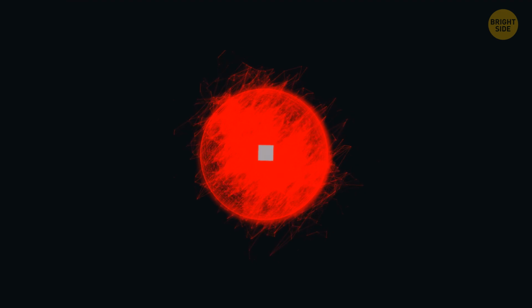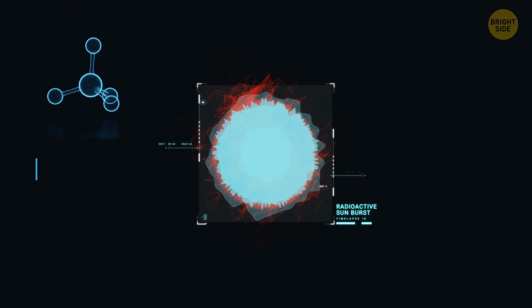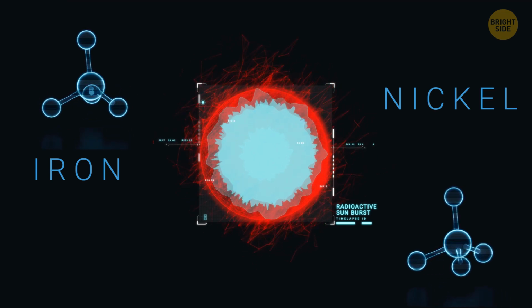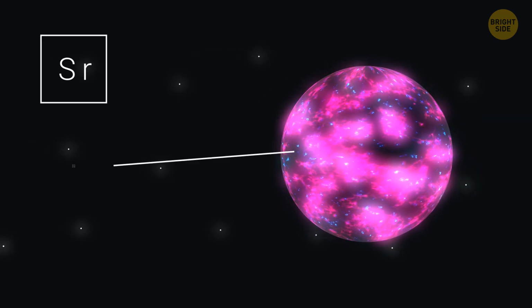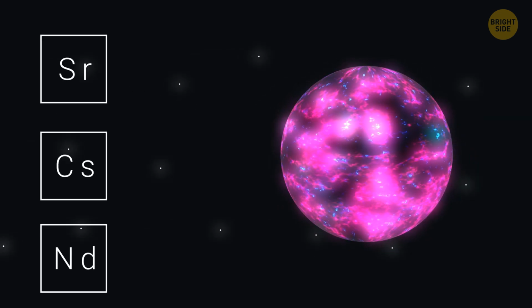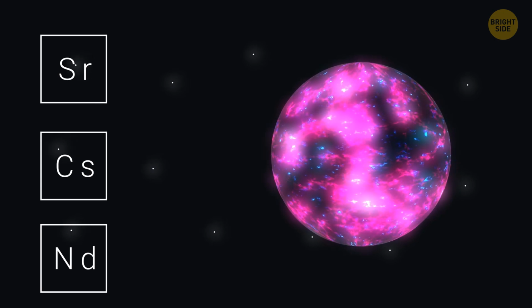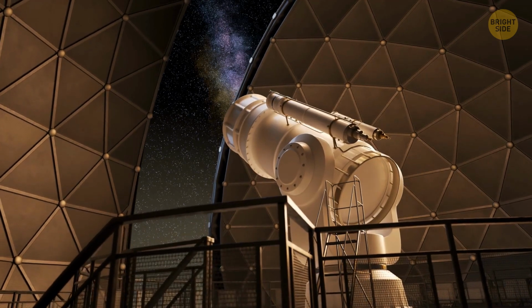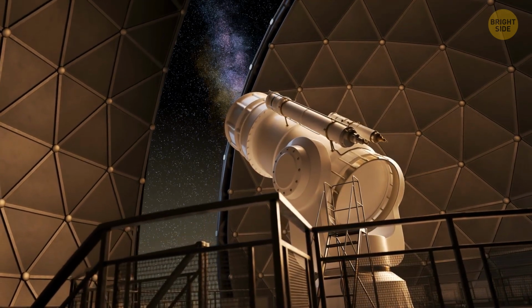It contains unusually low amounts of iron and nickel. Our sun has 10 times more. And it has incredibly high amounts of rare, heavy elements. Those might include strontium, cesium, and neodymium, as well as at least two undiscovered elements. They wouldn't occur through any natural processes we currently understand.